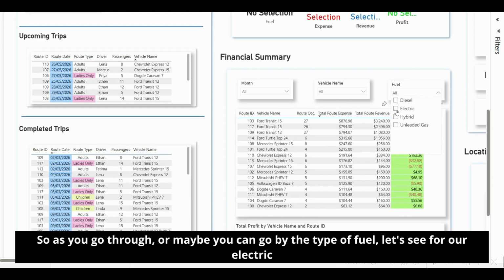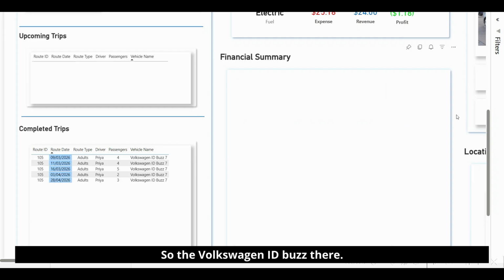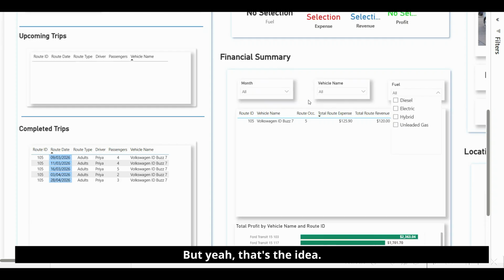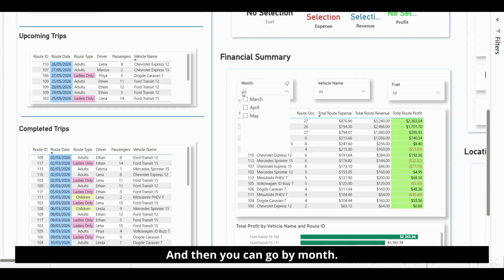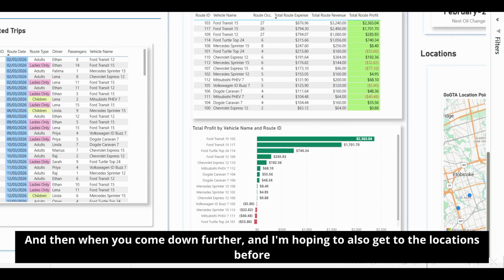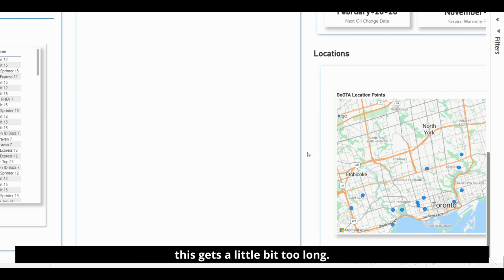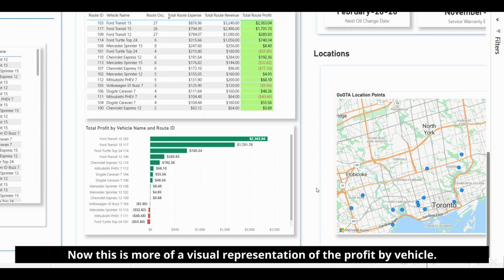Let's see for our electric how we're doing. So the Volkswagen ID Buzz there. But yeah, that's the idea. And then you can go by month, you can go by vehicle name again and fuel. And then when you come down further, and I'm hoping to also get to the locations before this gets a little bit too long. Now this is more of a visual representation of the profit by vehicle.